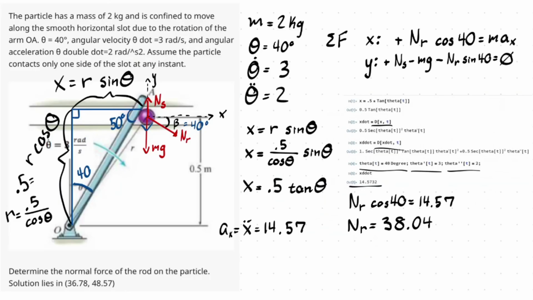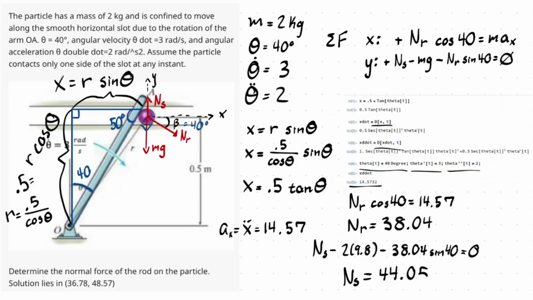And then now to solve for our other normal force, that's in the slot, right? We can plug this value into this Nr up here. And when we do that, we'll get that Ns, the value we're looking for, minus mg, which is 2 times 9.8, minus that 38.04 times the sine of 40 is equal to 0. And then we can just move these terms to the other side and get that Ns is equal to, plug it in, 44.05. All right, and that's going to be both our answers in this case.